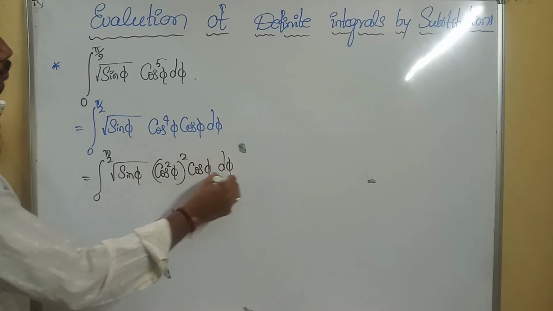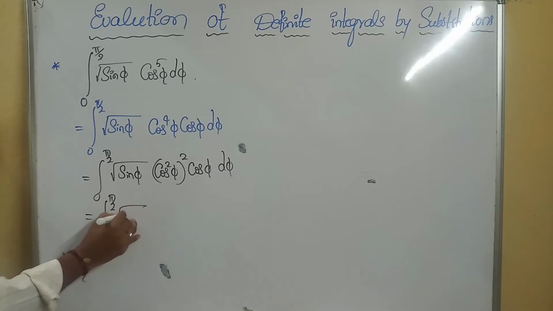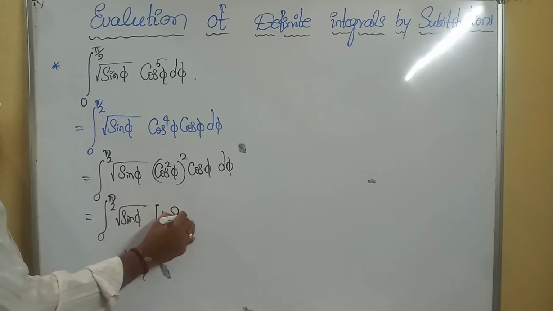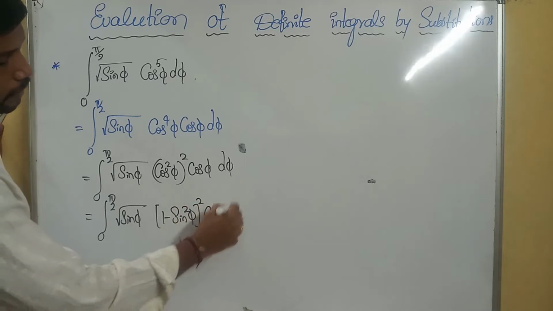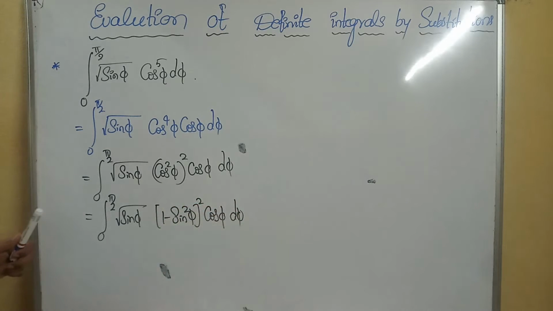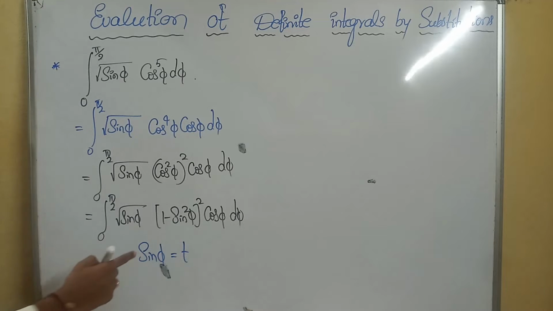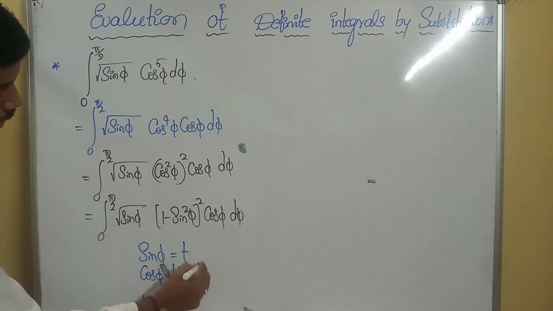Got the point clearly? It will be the integral from 0 to pi by 2 of the square root of sine x, and cos square can be written as (1 minus sine square x) to the power 2 cos x dx. Got it? Is it clear? Then after this one, by observing the part, you'll understand, take sine x value as t. Got it? What is the sine x derivative? It will be cos x dx, it will be dt.